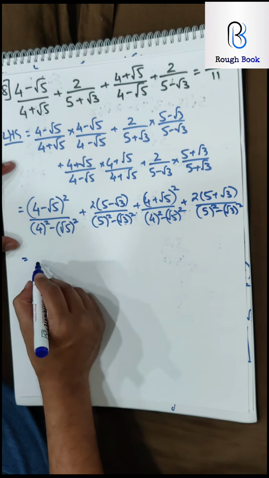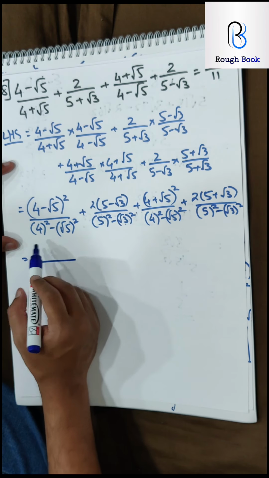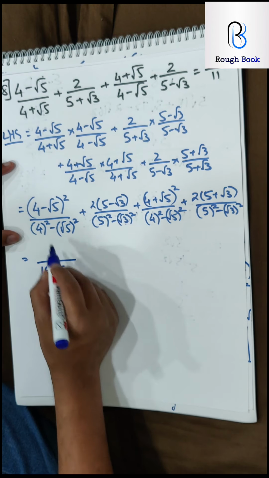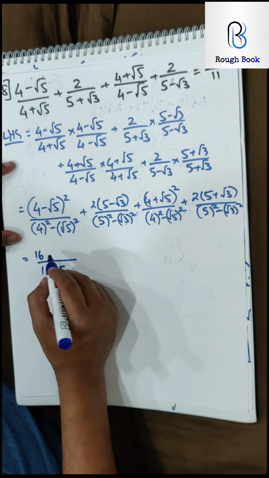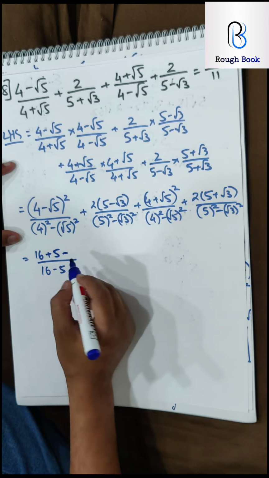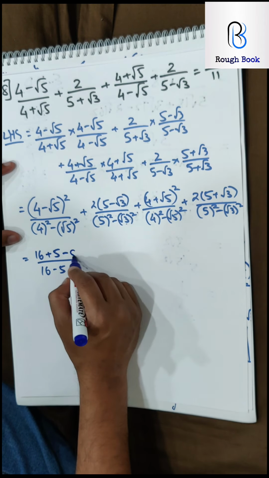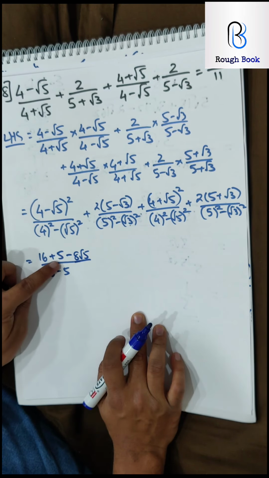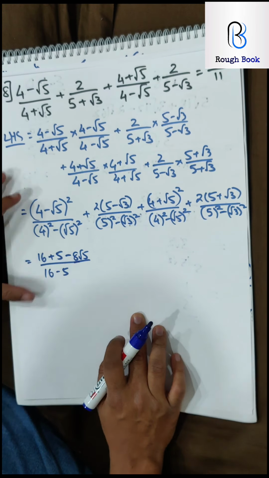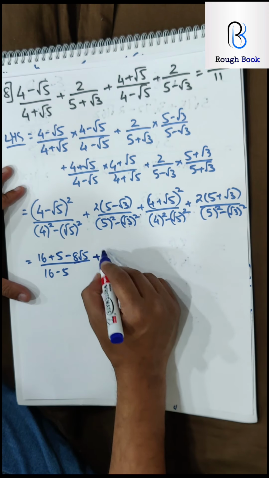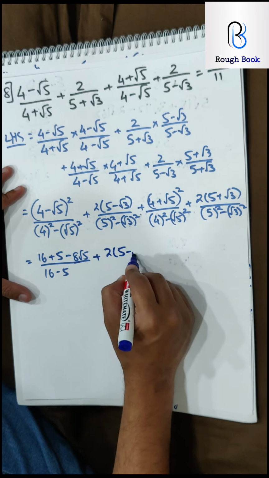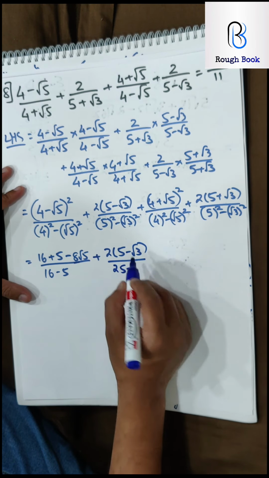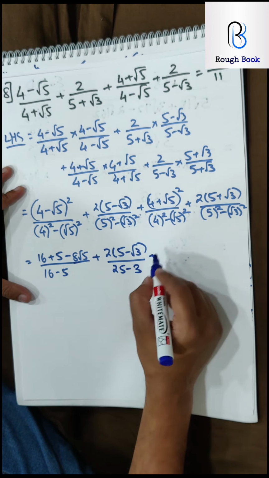Carefully solve all the denominators first. So let's do some mental math. 16 minus 5. Here also a square plus b square minus 2ab. So that should be 8 root 5. A square is 16, b square is 5, minus 2ab, 8 root 5. The next one, I prefer keeping the 2 outside. I'll tell you why. 5 square is 25 and root 3 square is 3.